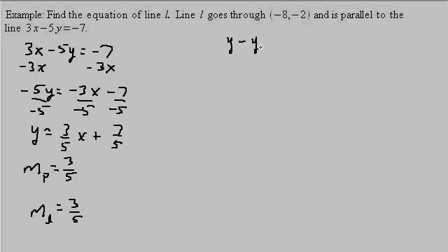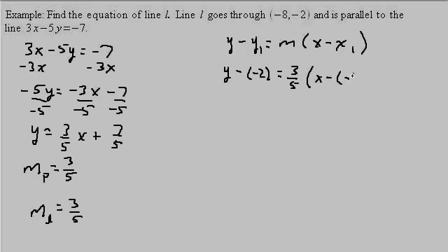So now I use the point-slope form. y - y1 = m(x - x1). Here's m, the slope of the line. -8 is x1, -2 is y1, so I plug this in. y - (-2) = m, which is 3/5, times (x - x1). So I get y + 2 = 3/5 (x + 8).